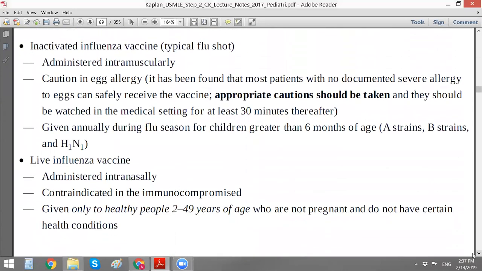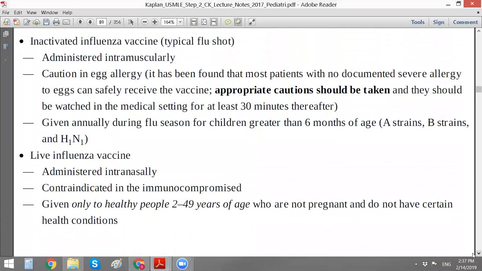Influenza vaccine. Inactivated influenza vaccine, the typical flu shot, is administered IM. Egg allergy: it has been found that most patients with no documented severe allergy to eggs can safely receive it. Appropriate caution should be taken and they should be watched in a medical setting for at least 30 minutes. Give annually during flu season for children greater than 6 months.